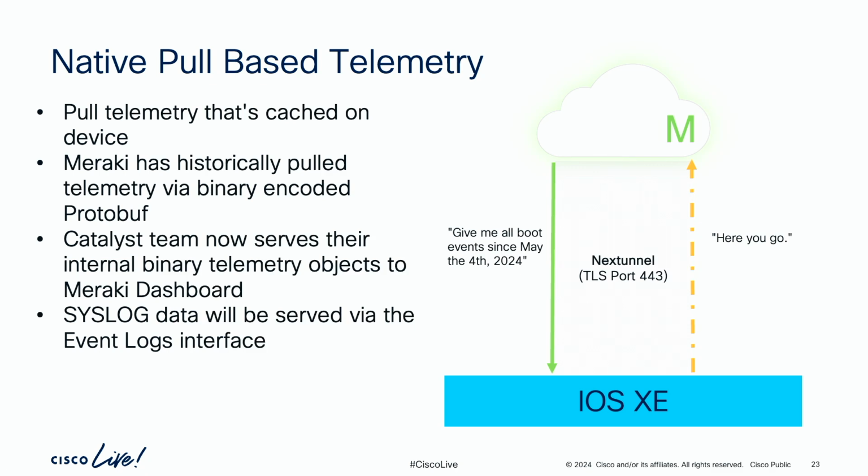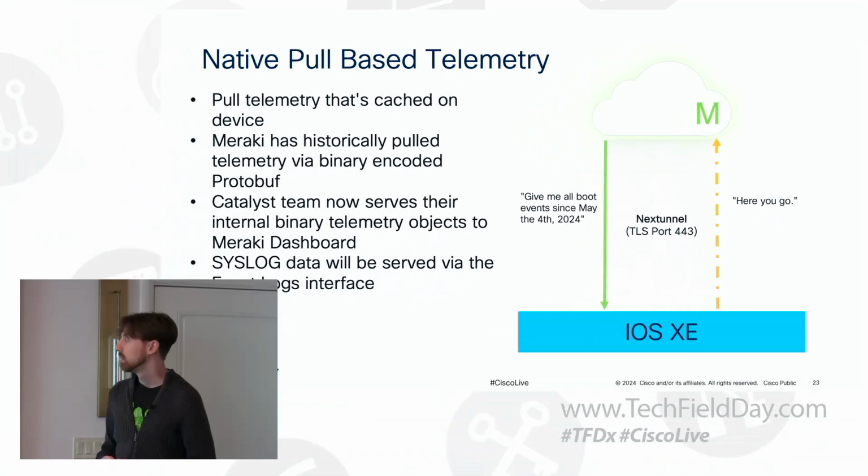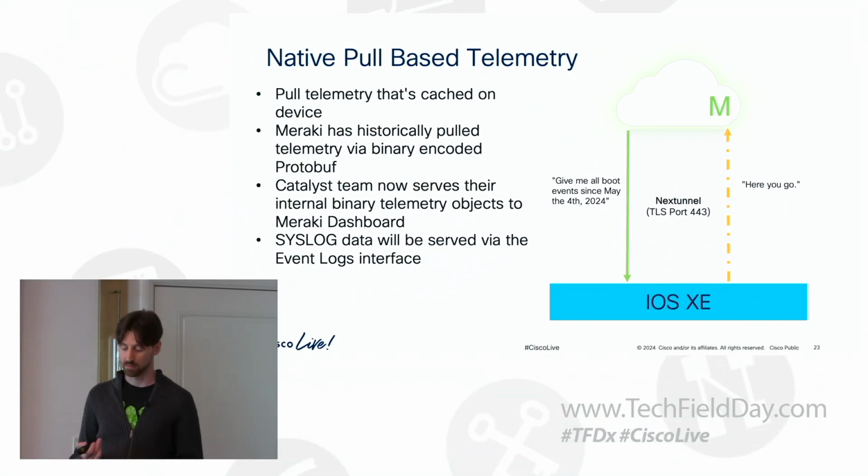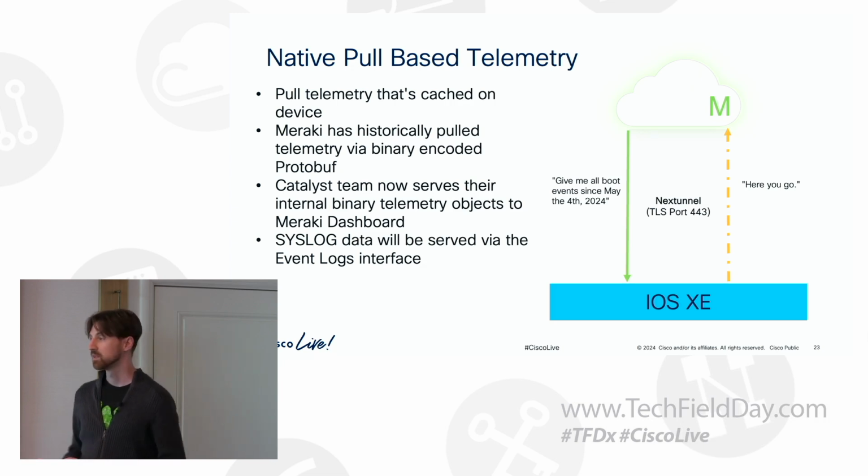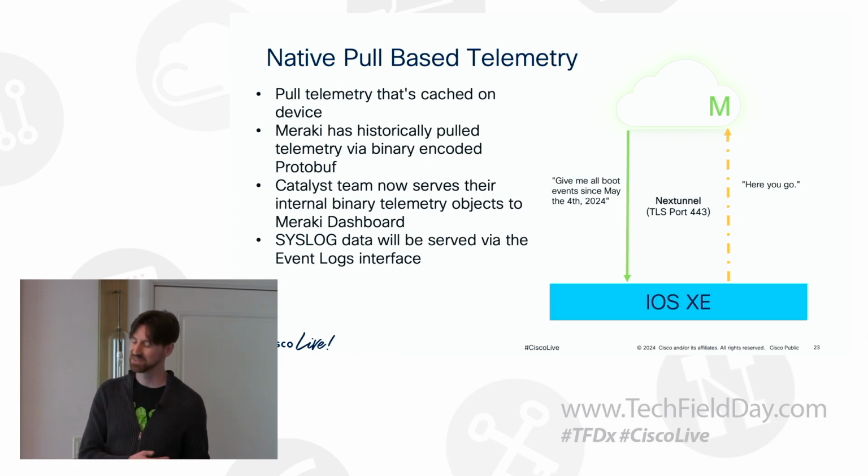And talking about pull-based telemetry. So as Alex mentioned, Catalyst devices have always been pub/sub. Meraki has always been pull-based. How did we solve that? Well, the Catalyst side actually just added caching to telemetry. Now, what are we actually pulling down? Meraki historically has always pulled protobuf, the binary encoded event object. And the Catalyst team has served up their own internal binary telemetry objects to us. And before you ask, why aren't they using protobuf? Because this predates protobuf. It's exactly protobuf, but with a different name, pretty much.